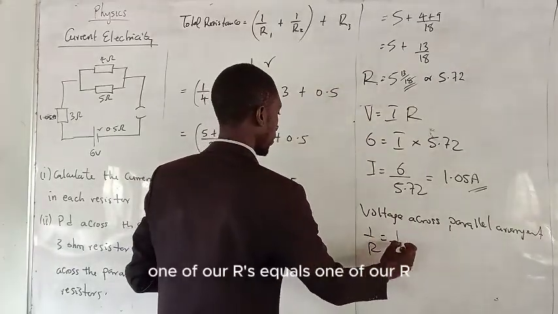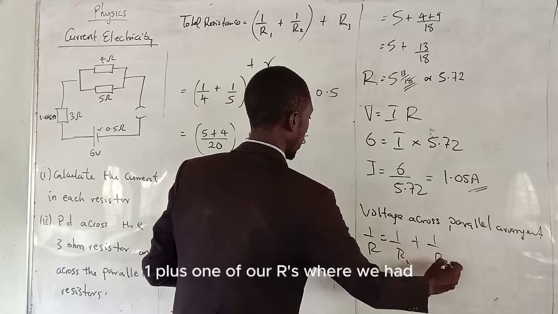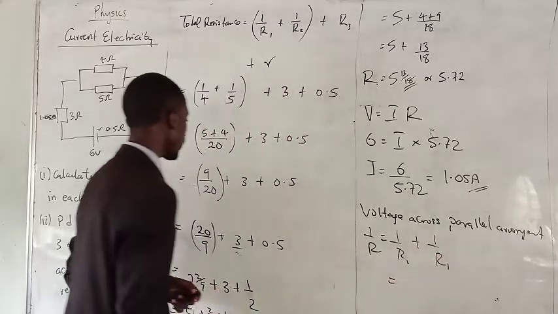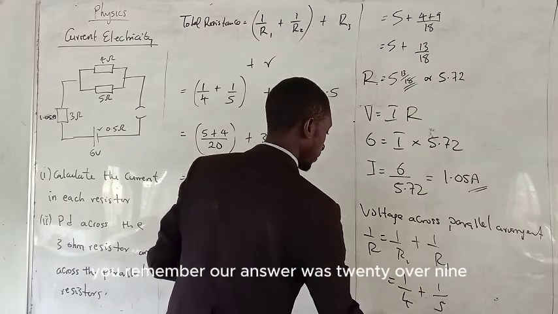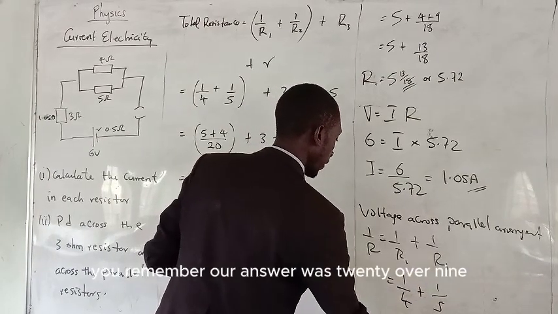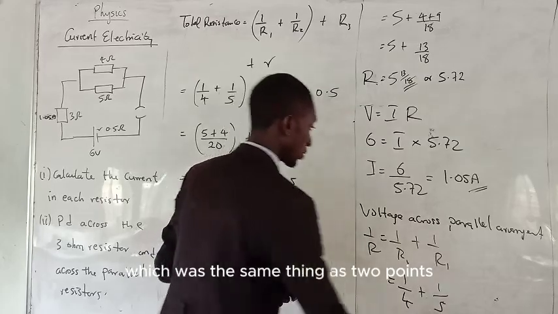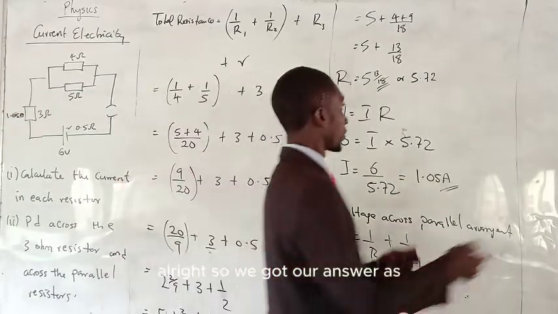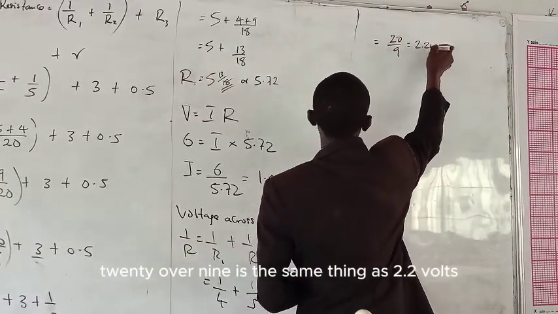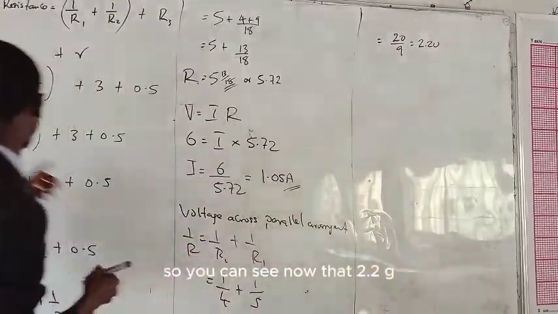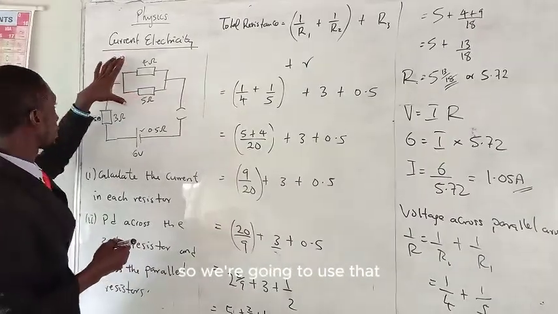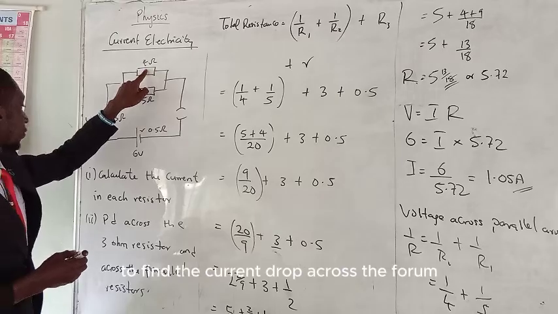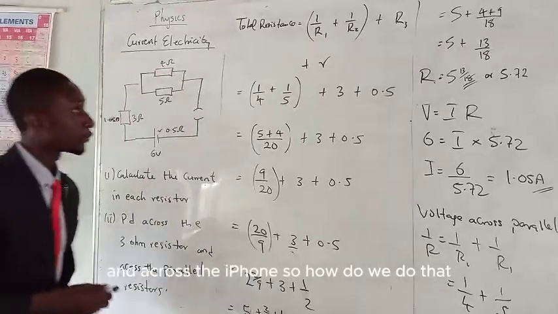1 over R is equal to 1 over R1 plus 1 over R2, where we had 1 over 4 plus 1 over 5. If you remember, our answer was 20 over 9, which is the same thing as 2.2 volts. So you can see now that 2.2 V is the voltage drop across this arrangement. So we're going to use that to find the current across the 4 ohms and across the 5 ohms. So how do we do that?